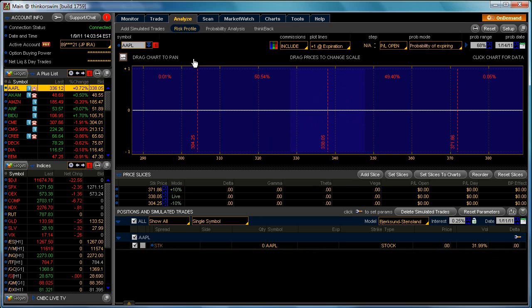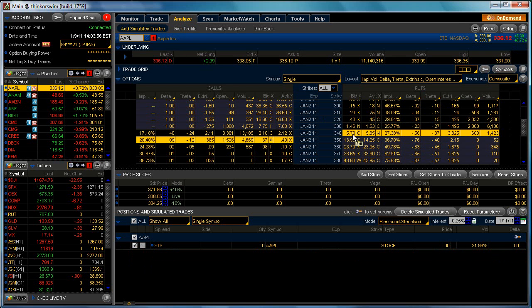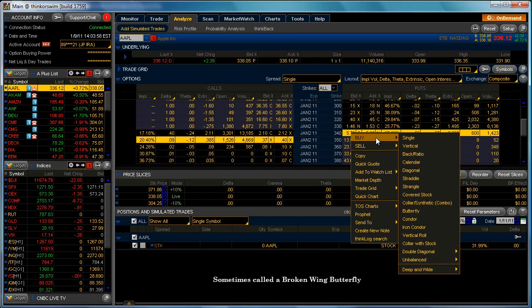So let's erase this one, go back to simulated trades, and let's do a 340, and this time we will buy an unbalanced butterfly. Now, you know that these are popular enough that Thinkorswim actually put this on here as a menu selection, so you know that a lot of people do them. Otherwise it wouldn't be on their menu and you'd have to do a custom one.